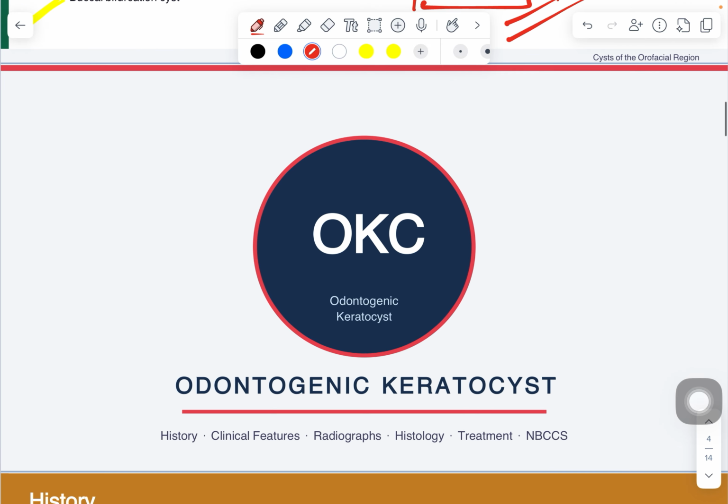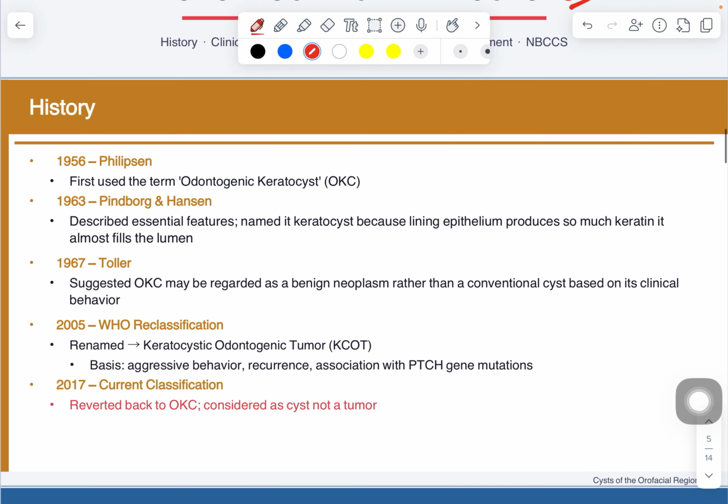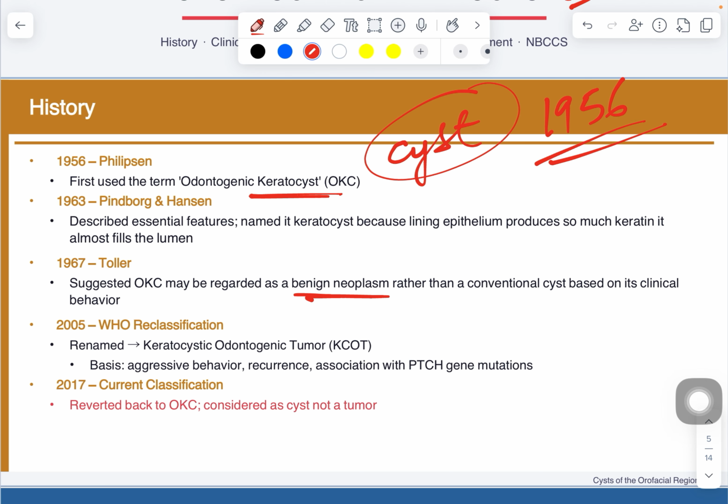Coming on to OKC, that is odontogenic keratocyst. So odontogenic keratocyst has a very strange history. First of all, it was named as a cyst. First of all, in 1956 it was named as cyst. But because its recurrence was very high, it was named as a benign neoplasm in 1967 because of its high recurrence and aggressive behavior.